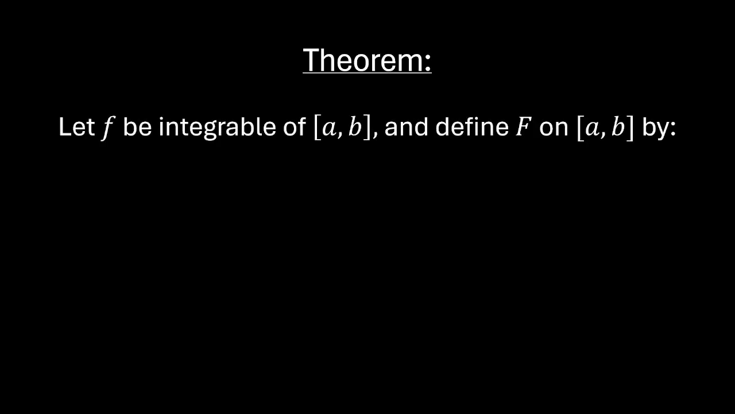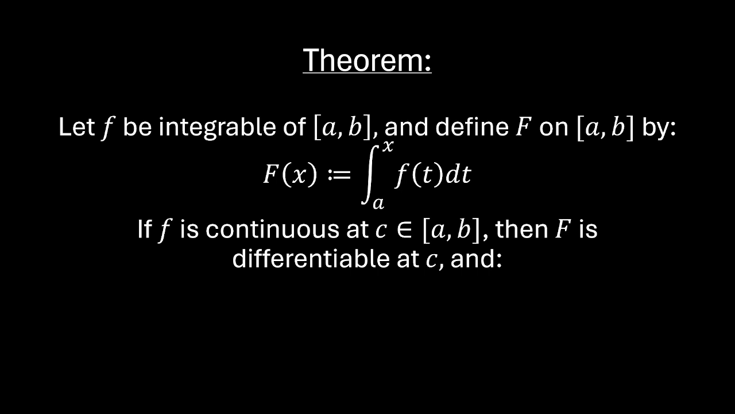So let's start off with the actual theorem. The theorem says, let f be integrable on the closed interval [a, b], and we define capital F on the same interval by F(x) is defined as the integral from a to x of f(t) dt. So if f is continuous at c in that same interval we described earlier, then F is differentiable at that point, giving us the derivative of F at c is equal to f(c).